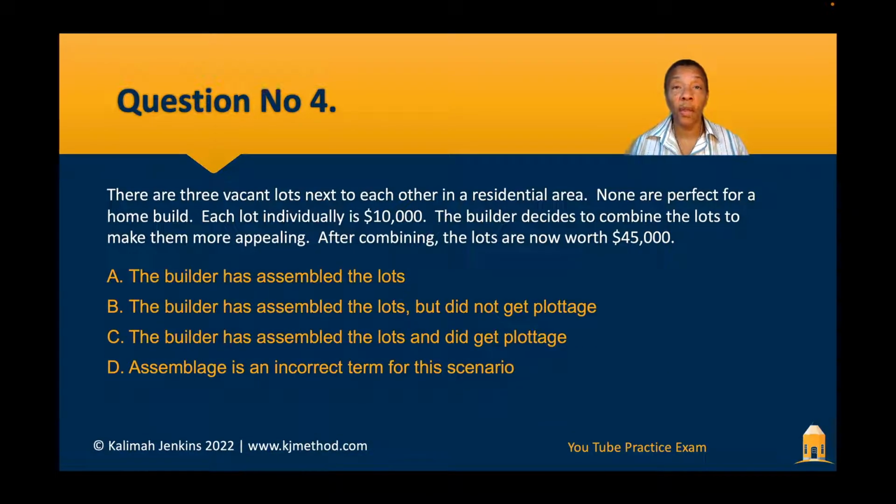A, the builder has assembled these lots. B, he has assembled the lots, but he did not get plottage. C, the builder has assembled the lots and did get plottage. D, assemblage is an incorrect term for this scenario. What do you think?